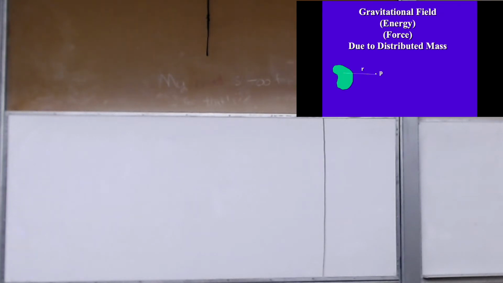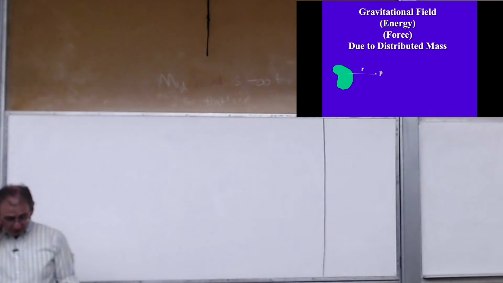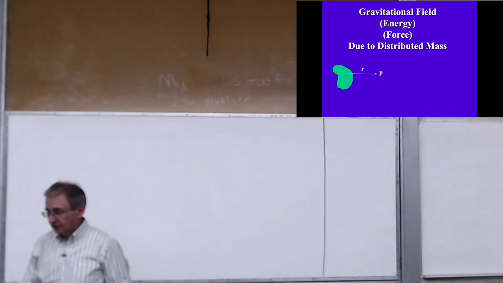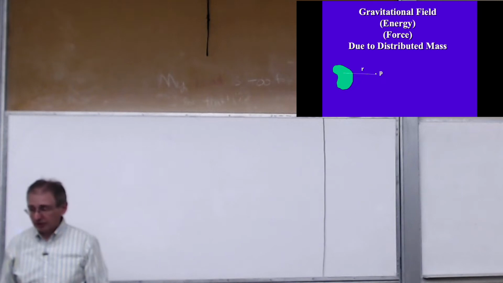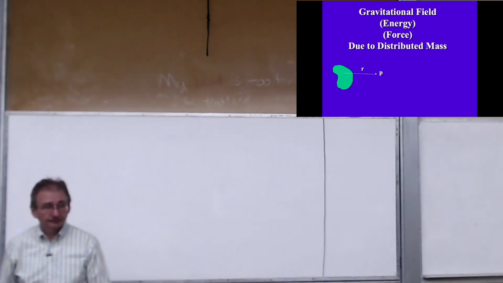So what we're going to do today is learn how to calculate the gravitational field due to a continuous mass distribution.